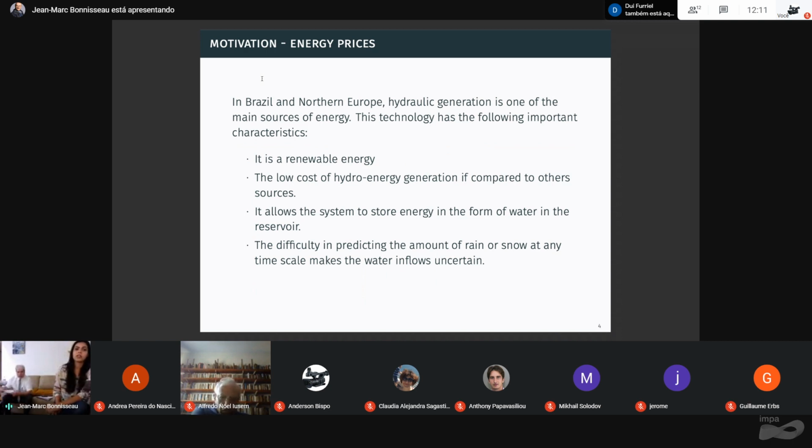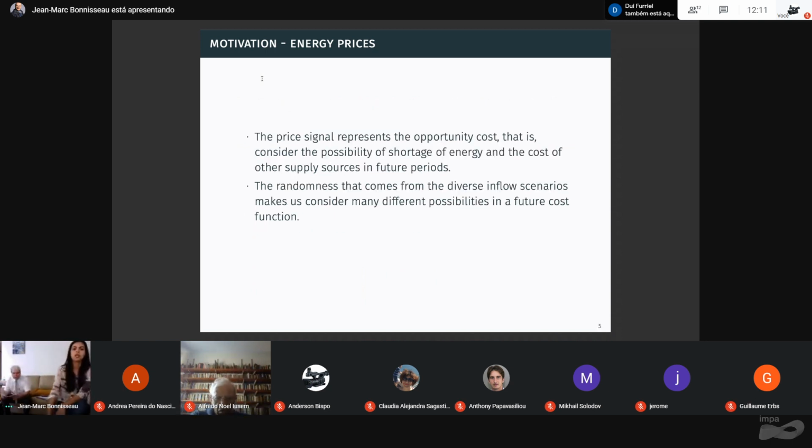Third, it allows the system to store energy in the form of water in the reservoir. For other sources, we probably need a storage device, which is not the case for hydro energy. And fourth, the difficulty in predicting the amount of rain and snow at any time scale makes the water inflows uncertain. So the price signal represents the opportunity cost. That is, we consider the possibility of shortage of energy and the cost of other supply sources in future periods.